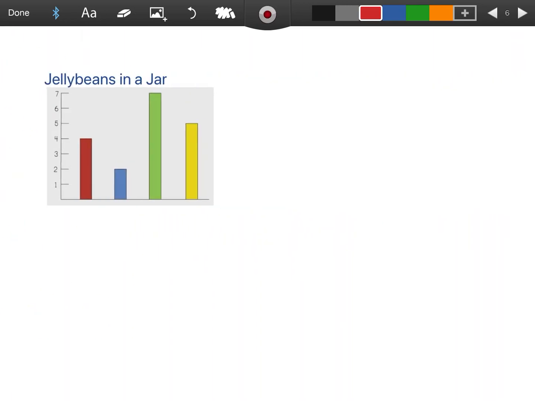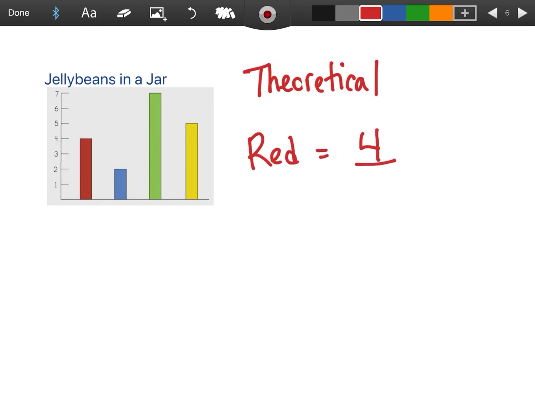Okay, and finally, here's some jelly beans in a jar. So we've got red, blue, green, and yellow jelly beans in that jar. And so now, if we wanted to look at the theoretical probabilities, we could look at, let's say, red. We know that there are 4, and now we got to figure out how many we have. So we have 4 red plus 2 blue plus 7 green plus 5 yellow, which if we add those all together are 18 jelly beans.